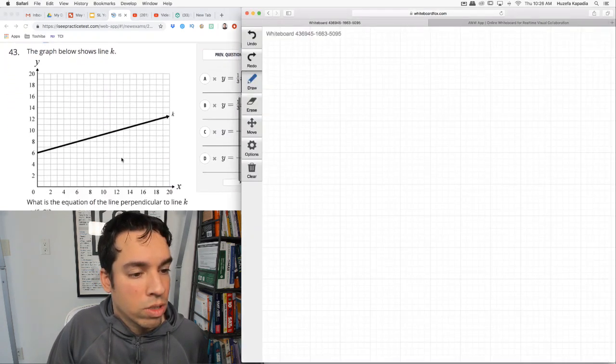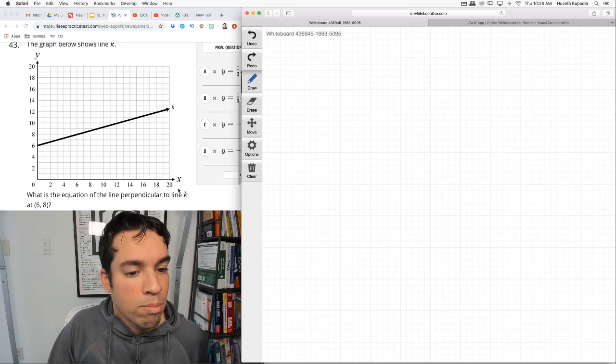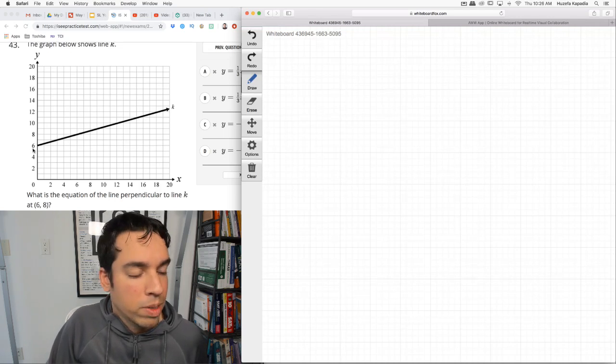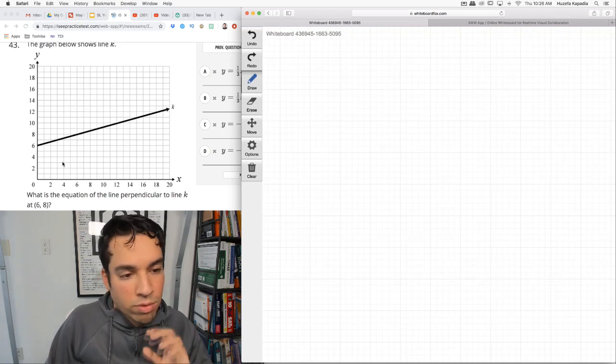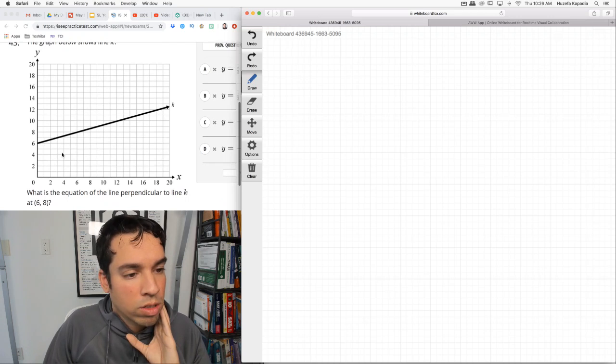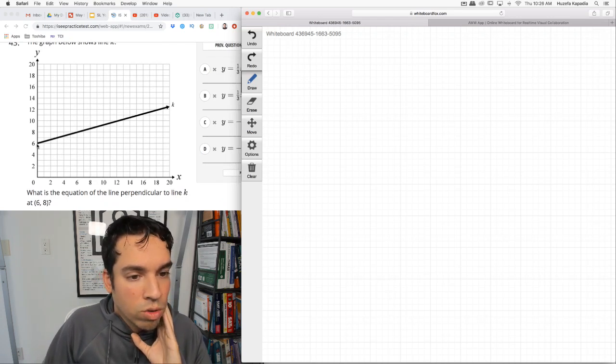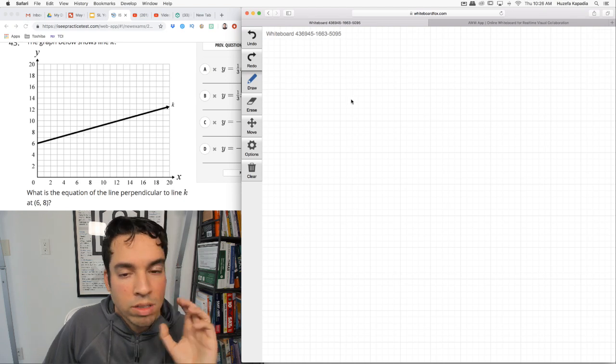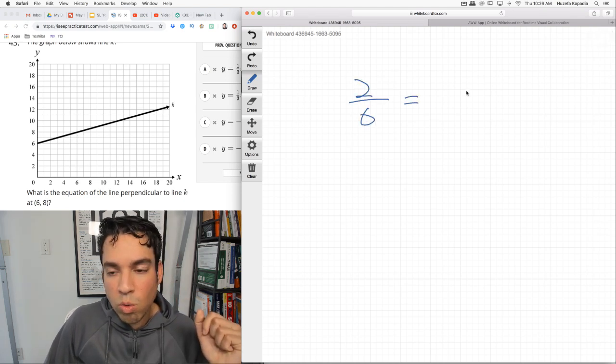The graph below shows line K. What is the equation of a line perpendicular to line K? Okay. So perpendicular, this is something that you want to make sure you remember. Perpendicular means the slope is the negative reciprocal. So first we need to figure out what the slope is of this line. I'm trying to identify a good point here. This one looks good. It goes up 2 to the right by 6, up 2 to the right by 6. So it's 2 over 6 or 1/3.